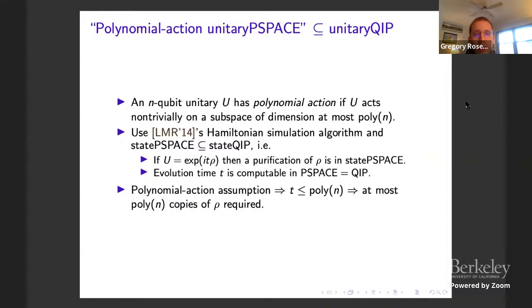Okay, now let's talk about this special case of unitary P space and unitary QIP. We say that a unitary acting on n qubits has polynomial action if the subspace that it acts non-trivially on has dimension at most poly(n). And this is done by a Hamiltonian simulation algorithm. We show that if we write U equals e to the i t rho, then a certain purification of rho is in state P space, and the evolution time t is computable in P space. So then using state P space equals state QIP, the verifier can construct copies of rho and compute t and use this Hamiltonian simulation algorithm.